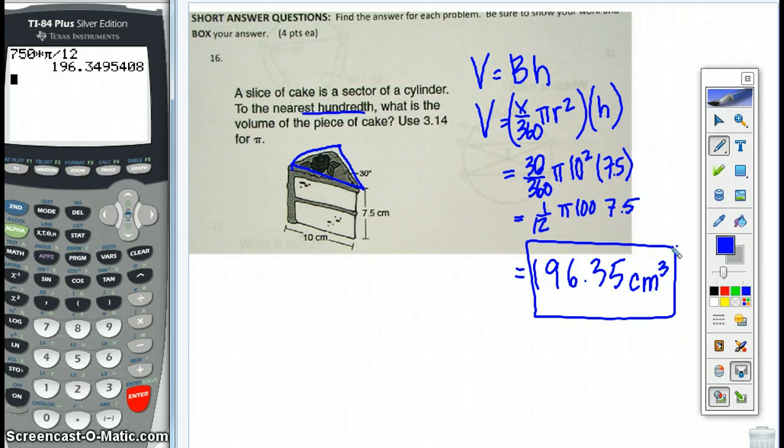So once again, this was a prism, and the key part of this one is that we had to get the area of the base, and the base shape was a sector of a circle, a piece of pizza.